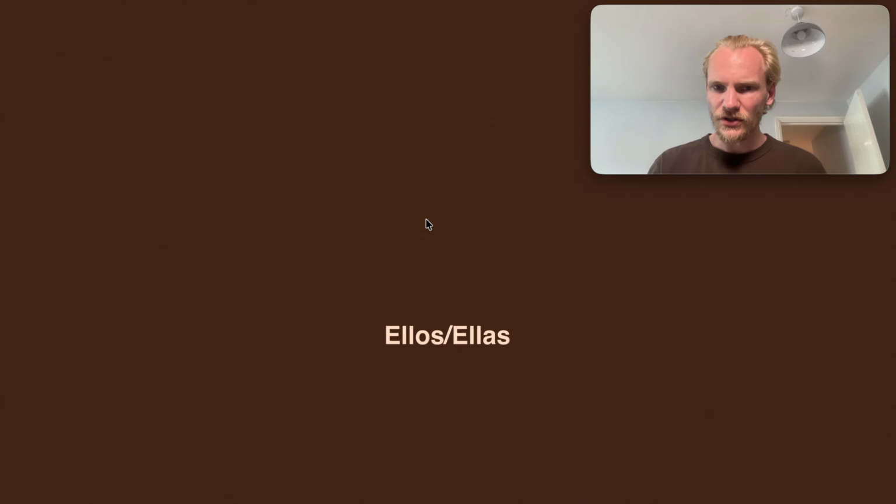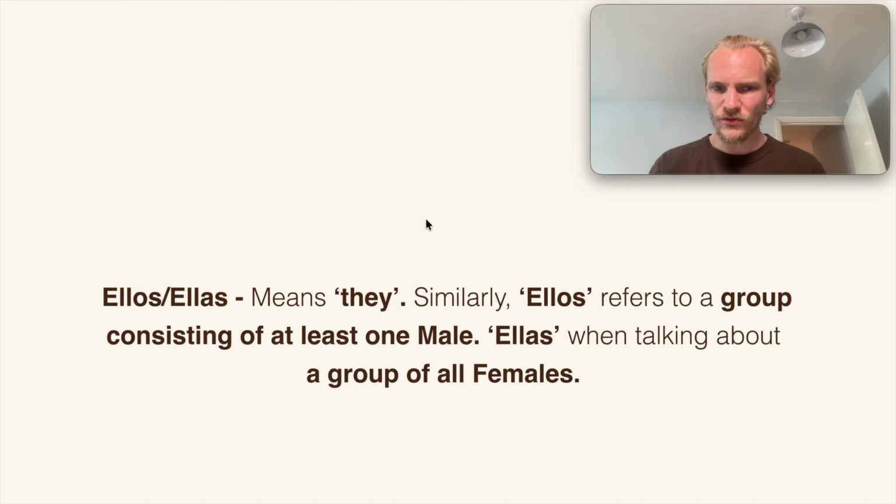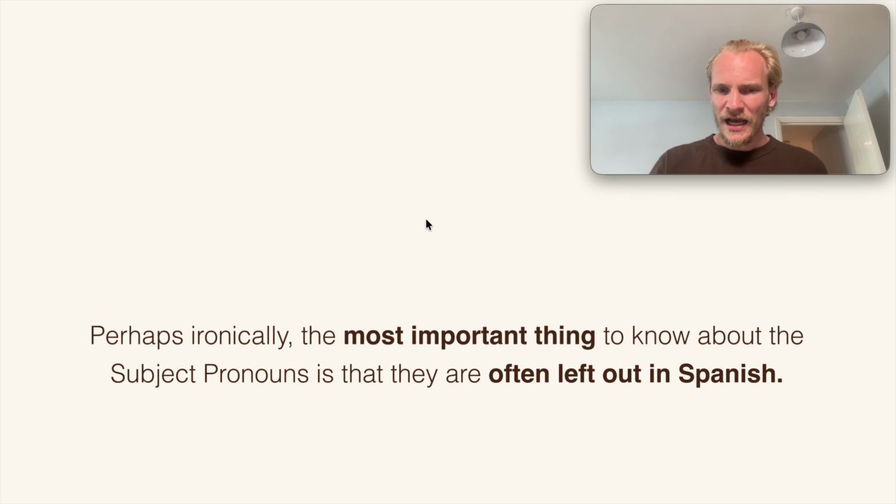And then let's look at ellos and ellas. Similar rules, masculine and feminine. This means they. So ellos is a group consisting of at least one male, and ellas is a group consisting of all females. And then finally, perhaps the most ironic and important thing to know about the subject pronouns is that they are often excluded in Spanish.